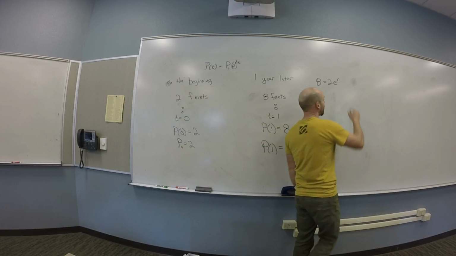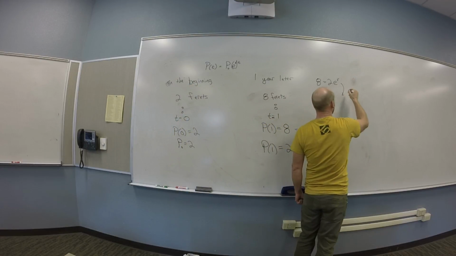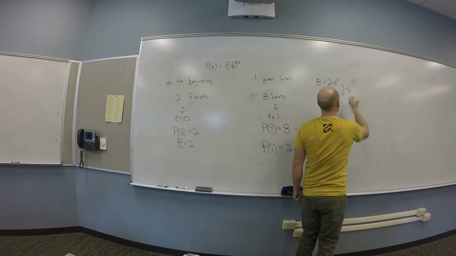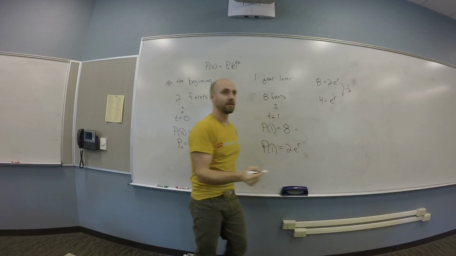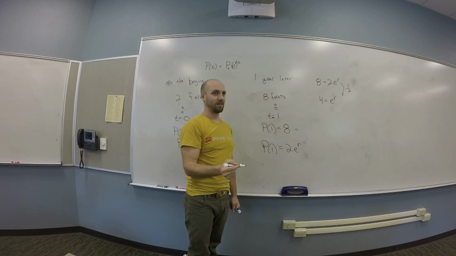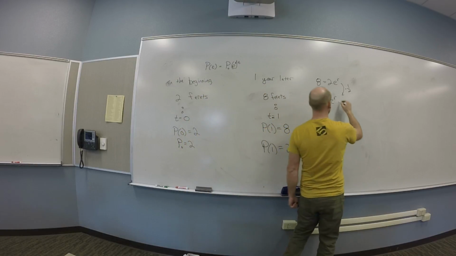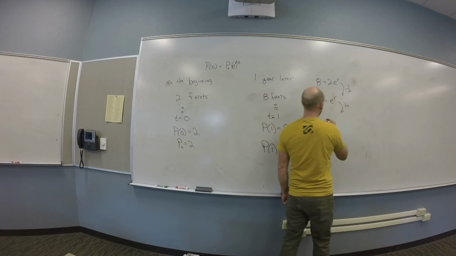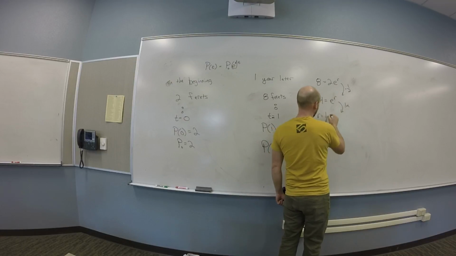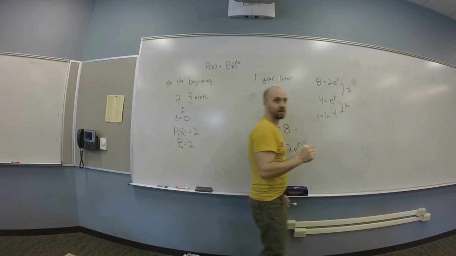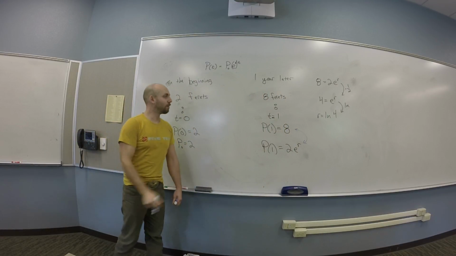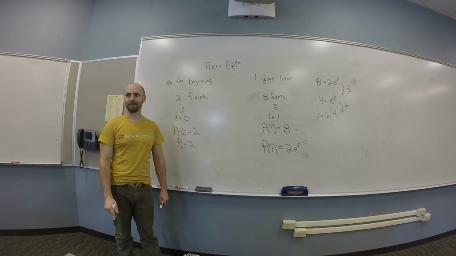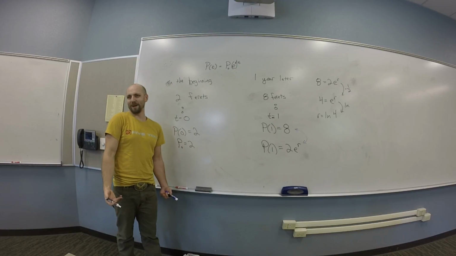So if you didn't understand anything I just said, just take this and solve it. Multiply by half, you get 4 is e to the r, right? And then natural log both sides. So you get r is the natural log of 4. That's about 1.38, but I'm going to leave it as natural log of 4. It's a nice looking number.